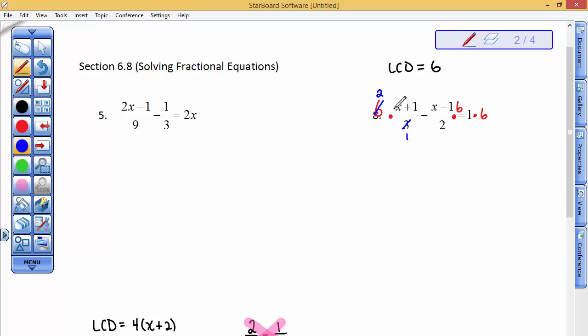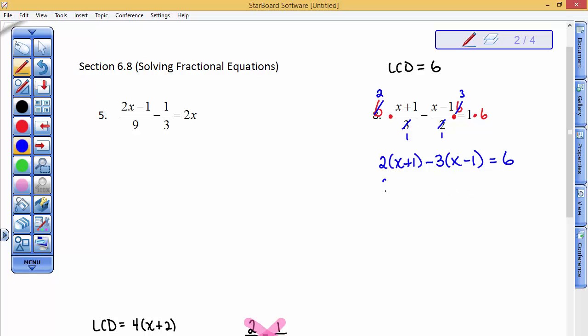And what you have here is 2 times the x plus 1. So 2 times the x plus 1. And right here, 2 will go into here once and into here 3 times, and you'll have 3 times this x minus 1. Be careful, there's a minus sign. You'll have a minus 3 times that x minus 1. And on the right side, you'll have 1 times 6.